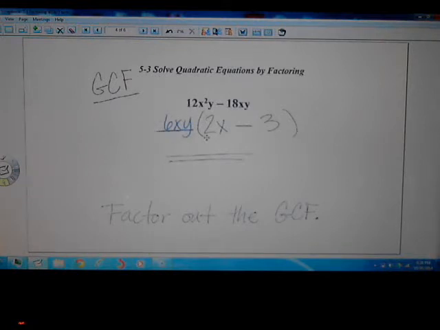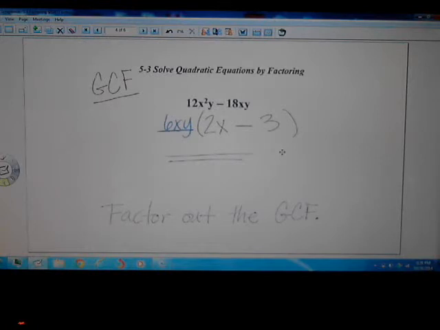12 divided by 6, I have a 2 left. If I divide x out of x squared, I will have x remaining. And if I divide y out of y, I won't have any y terms left. I have subtraction in here. I didn't divide out any negatives, so I have positive. 18 divided by 6 will leave me with 3. I'm dividing xy out of xy. I won't have any variables left.